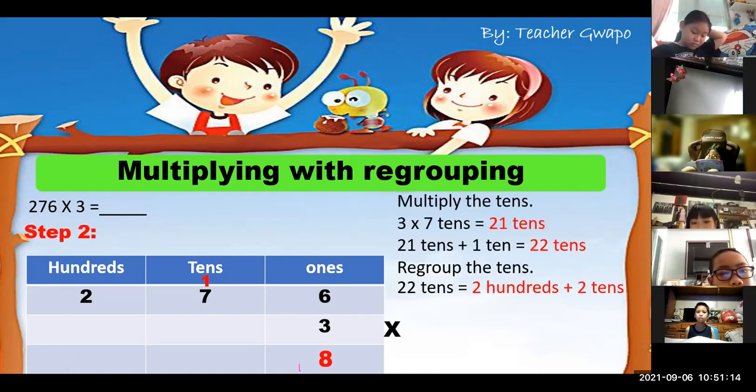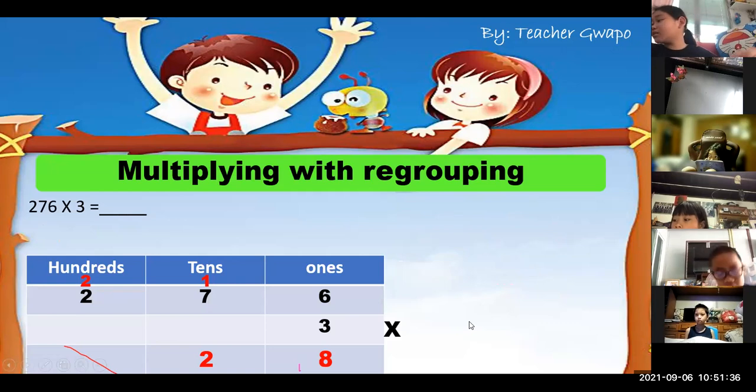So 22, we need to regroup again, same in ones place. So we need to regroup. We need to put 2 tens here and another 2 in hundreds place. So we will write number 2 here. Okay, so that's it. So 22, 2 tens and 2 hundreds. Okay, now we proceed to step number 3.